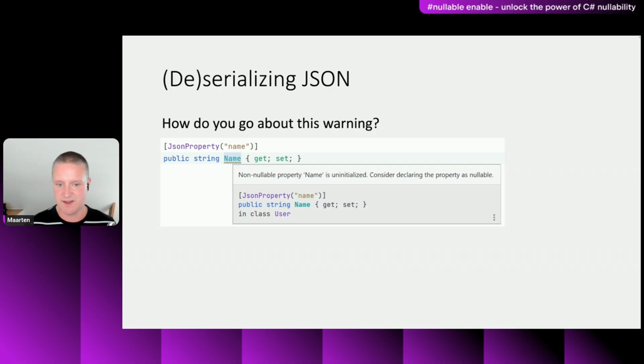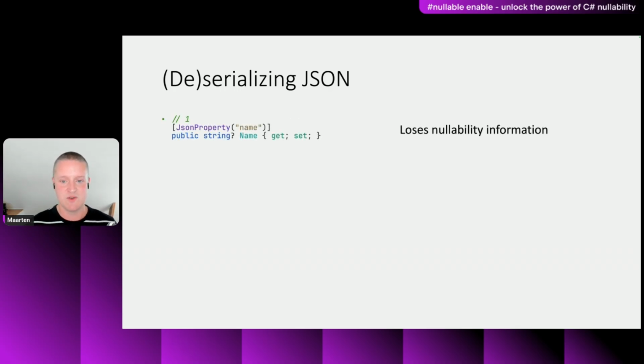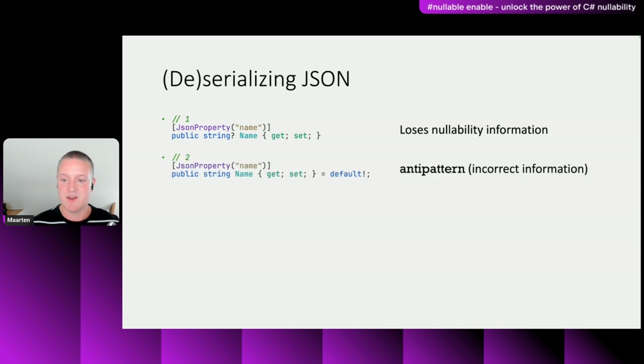What can you do? Well, several options. One is to mark it as nullable, but that means you lose all of the nullability information, and in every call site in your code, you will have to do a null check for that name property. You can lie to the compiler and just say, okay, name is initialized with null, exclamation mark, basically say, okay, compiler, treat this as non-null, even if it is. It's an anti-pattern because if you do something outside of your JSON serializer with this object, you might run into unexpected null reference exceptions accessing that name property.